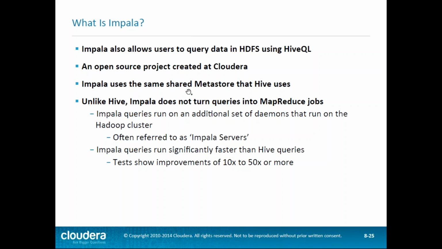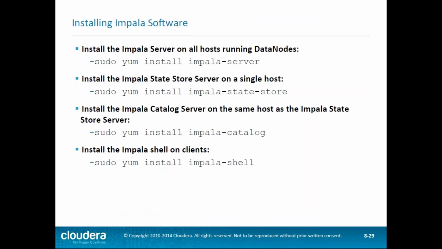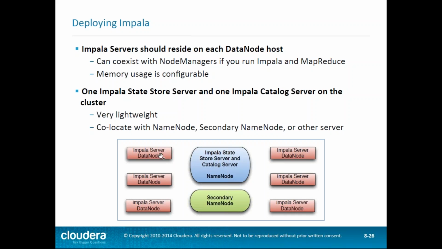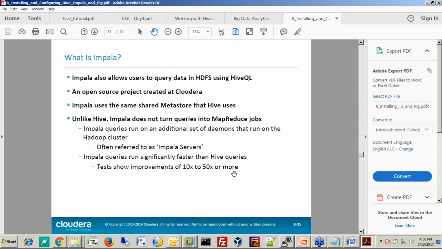But see the difference. Unlike Hive, Impala does not turn queries into MapReduce jobs. Why? Because Impala runs on an additional set of daemons that are often referred to as Impala servers. Impala daemons are all a part of the data node. You can see here, the Impala server is resident on every data node, right? And that is the reason that Impala often provides you 10 to 50 times faster performance. So that's one thing to see.